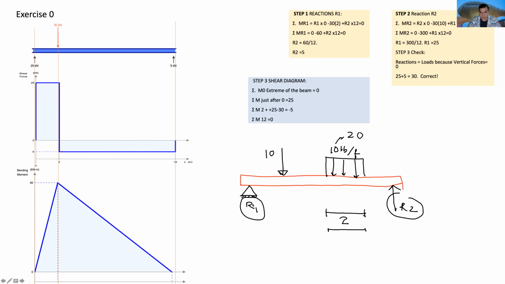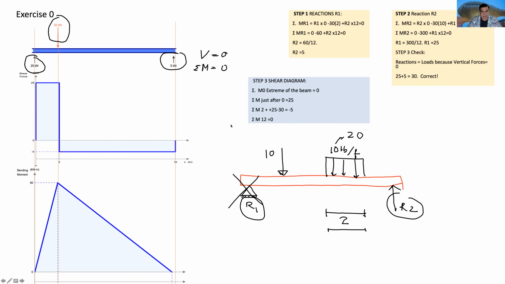In order to calculate reaction 1 and reaction 2, we need to eliminate one of them. That's why we usually calculate the moment here to eliminate R1, and we'll be able to calculate how much R2 is. After we have our beam ready with our two reactions, this is an object that is not moving in space, and the sum of vertical forces will be equal to 0. Also, the sum of moments at any place will be equal to 0.